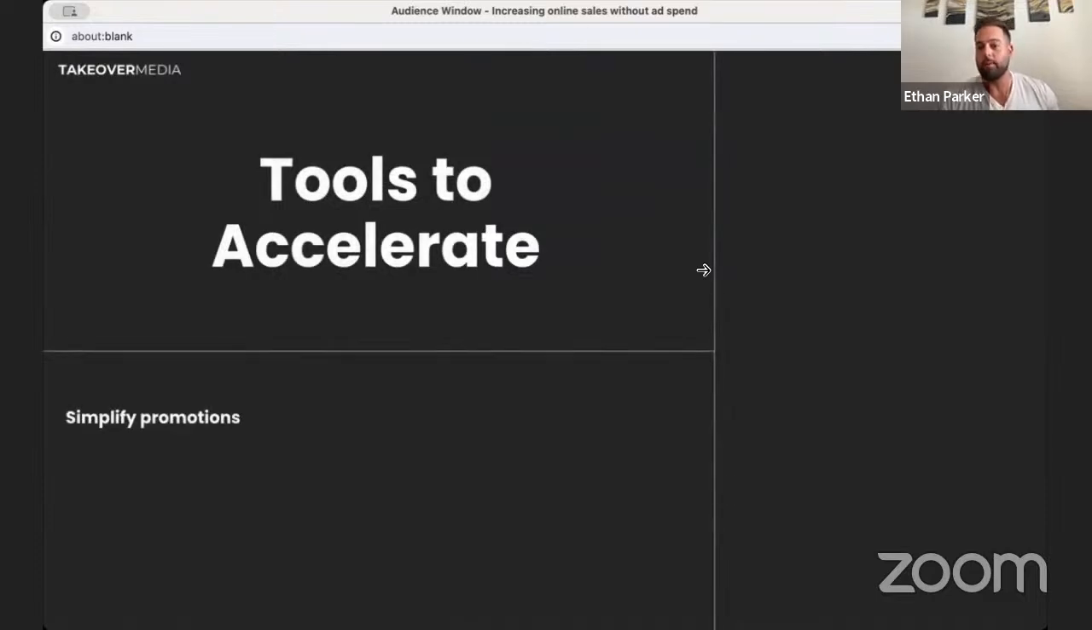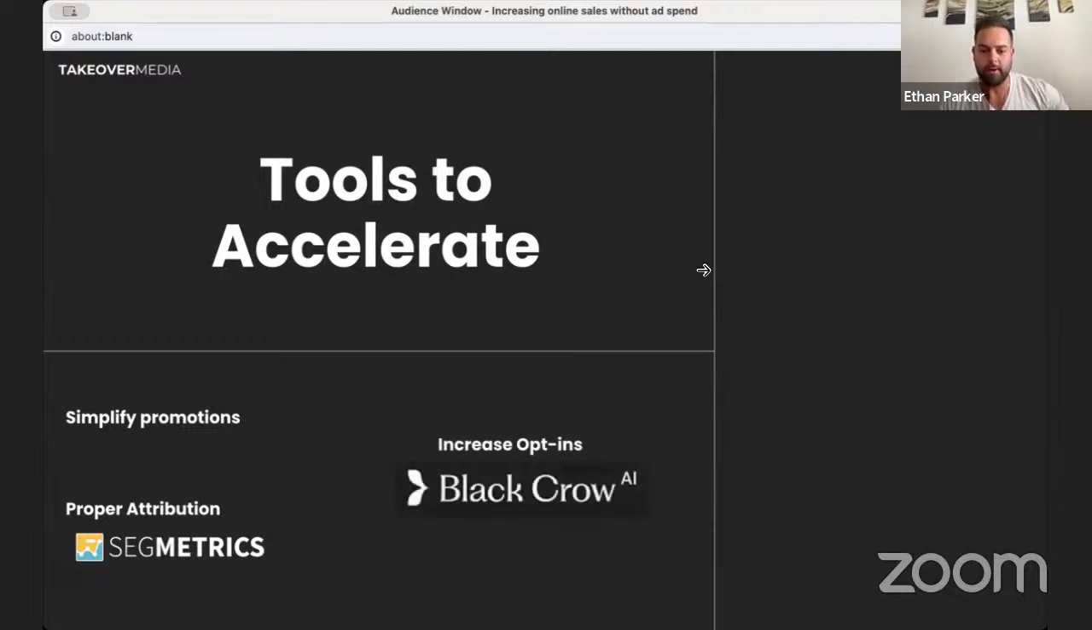All right, some tools that you can use to help do all the things that I just mentioned. Number one, simplify promotions. My logo didn't pop up here. You need proper attribution too. Segmetrics. I don't know why my promotions app didn't pop up. It's Abra Promotions, really great platform.